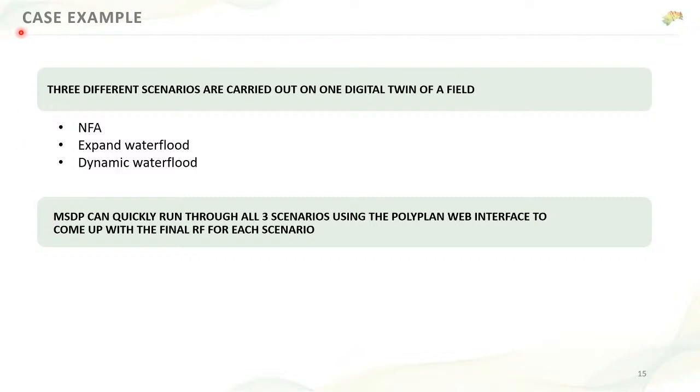I'm going to show you a case example. In this case example, you're going to see three different scenarios being carried out on the digital twin of the field. The first scenario is the NFA, or no further action. The second scenario is going to be to expand the water flood. And the third scenario is going to be a dynamic water flood. So we'll see how we come up with the final recovery factor for each scenario using MSDP.